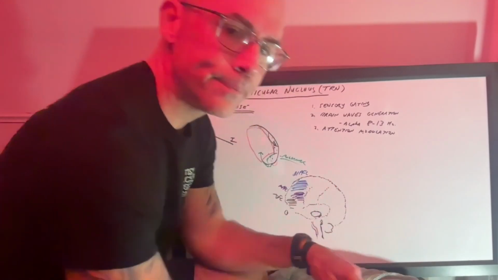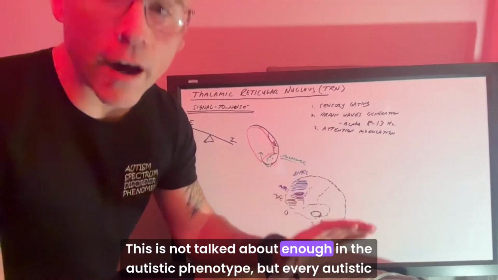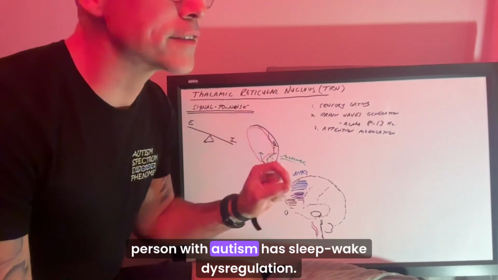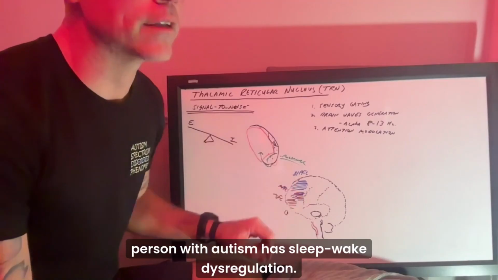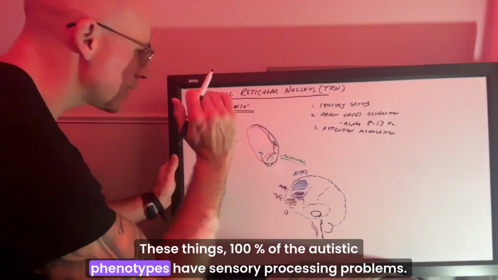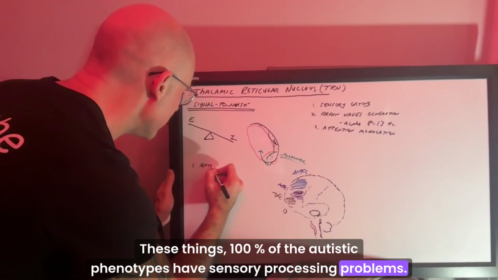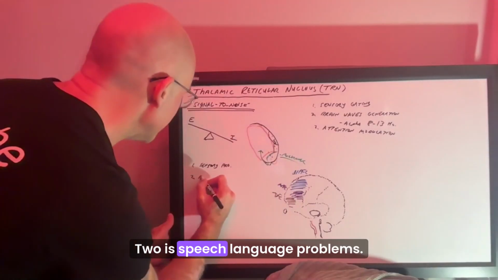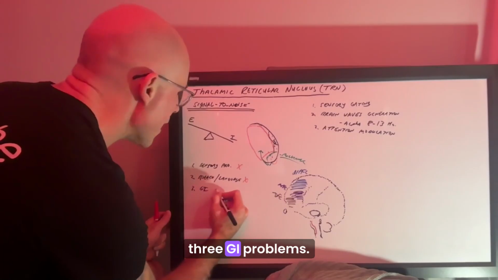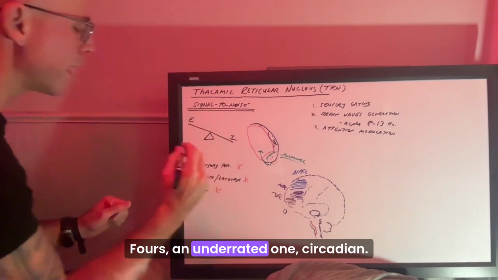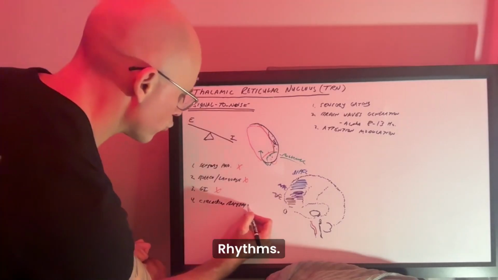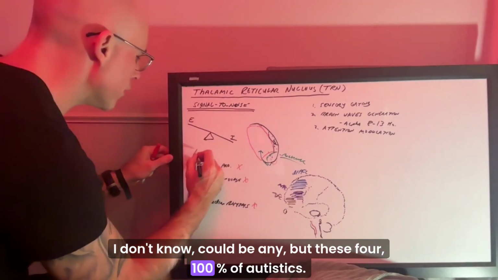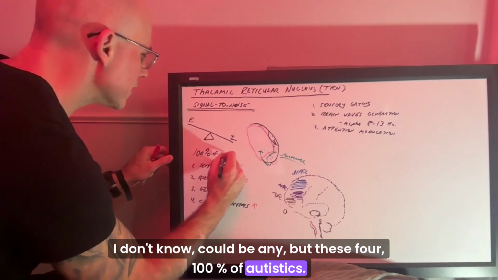What is really a big wow factor here for the autistic phenotype and this so-called sensory gate is regulating sleep-wake states. This is not talked about enough in the autistic phenotype, but every person with autism has sleep-wake dysregulation. 100% of the autistic phenotypes have sensory processing problems, which we're covering. In large part, this is the core of it. 2 is speech language problems. 3, GI problems. 4th, and an underrated one, circadian rhythms. E or no E? I don't know. Could be an E. But these 4, 100% of autistics have.